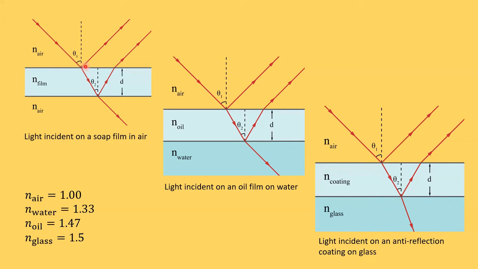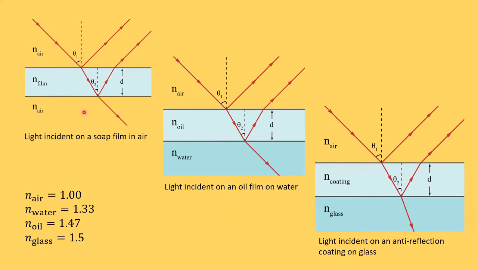Okay, so thin film interference. You could use that phrase to describe a variety of instances. Really, any situation in which one of the mediums has an extremely small thickness. A great example is a soap bubble. The soap bubble is a thin film of soapy water.